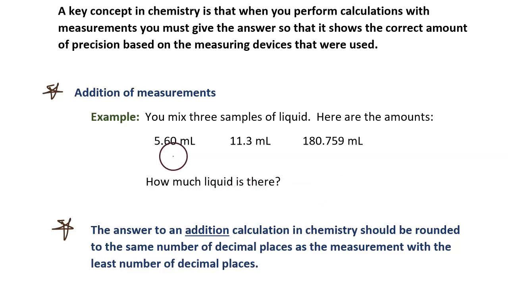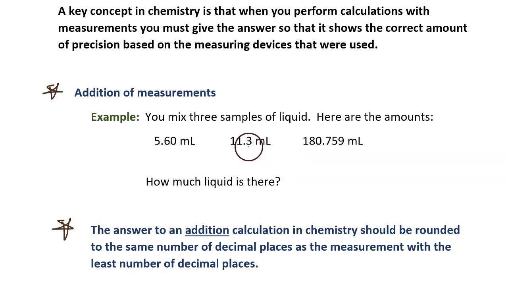But notice that these measurements go to different decimal places. The first is measured to the hundredths position. This is measured to the tenths position. And this last one is to the thousandths position. These samples of liquid must have been obtained with different measuring devices, capable of different amounts of precision.